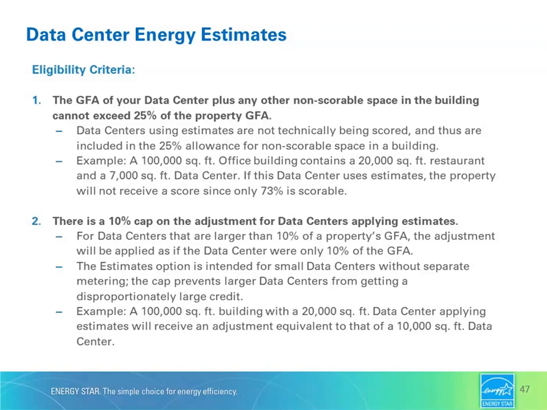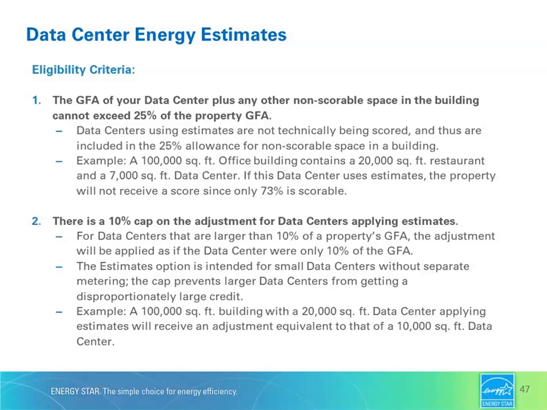So for example, let's say you have a 100,000 square foot office building, and let's say it contains a 20,000 square foot restaurant and a 7,000 square foot data center. Restaurants are also non-scorable space, so if you use the data center energy estimates for your data center in this case, your property won't receive a score because that's 27,000 square feet, or in this case 27% of the building, that's non-scorable. If the data center were only 4,000 square feet, then your total non-scorable space would only be 24% of the building area. So in that case, you could still use estimates and receive a score.